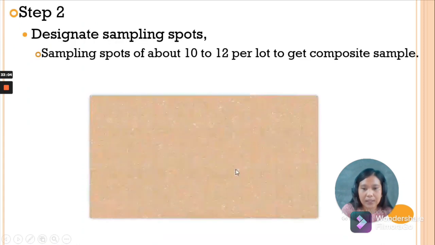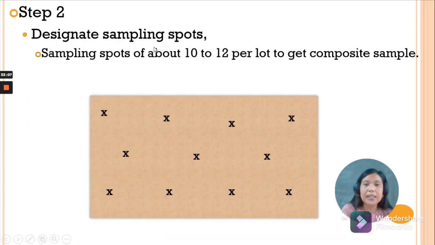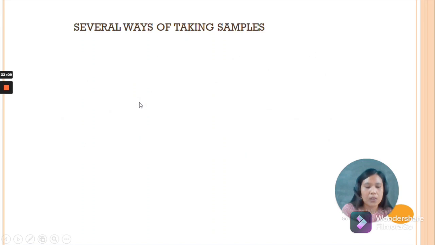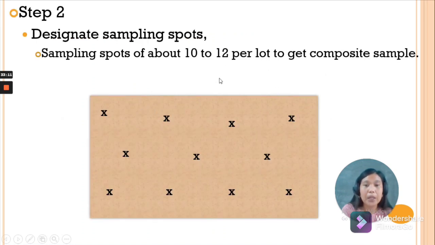If the field is 6 hectares, divide it. Designate sampling plots like this one. So, designate them in advance. There should be 12 lots per composite sample. When you say composite sample, you combine them. You take from one lot, then another, then another, in order to combine them.